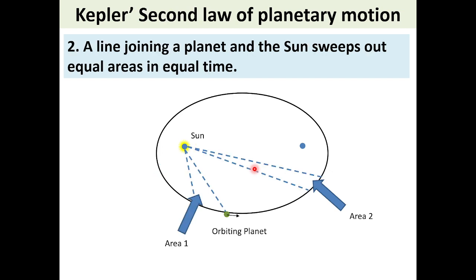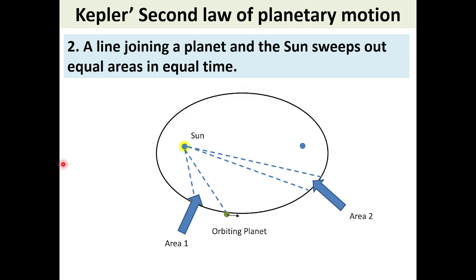Let's move to the next, which is Kepler's second law. Why do we call it law of planetary motion? Because all three laws are related to the motion of the planet. Now, second law. Let me first read what the second law says. A line joining a planet and the sun sweeps out equal areas in equal time. This is the second law statement.